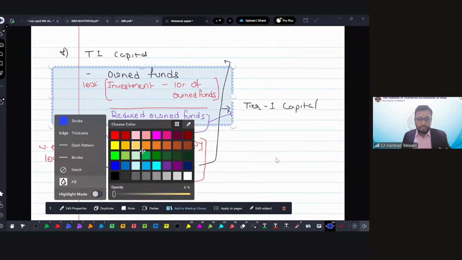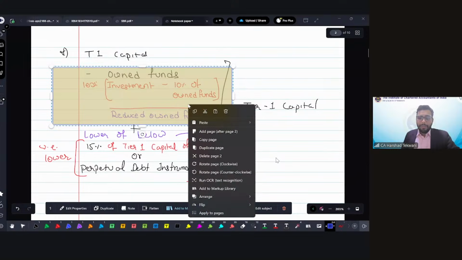Which means that for PDI, it is not applicable for the base layer. Yes, PDI is not applicable for the base layer.